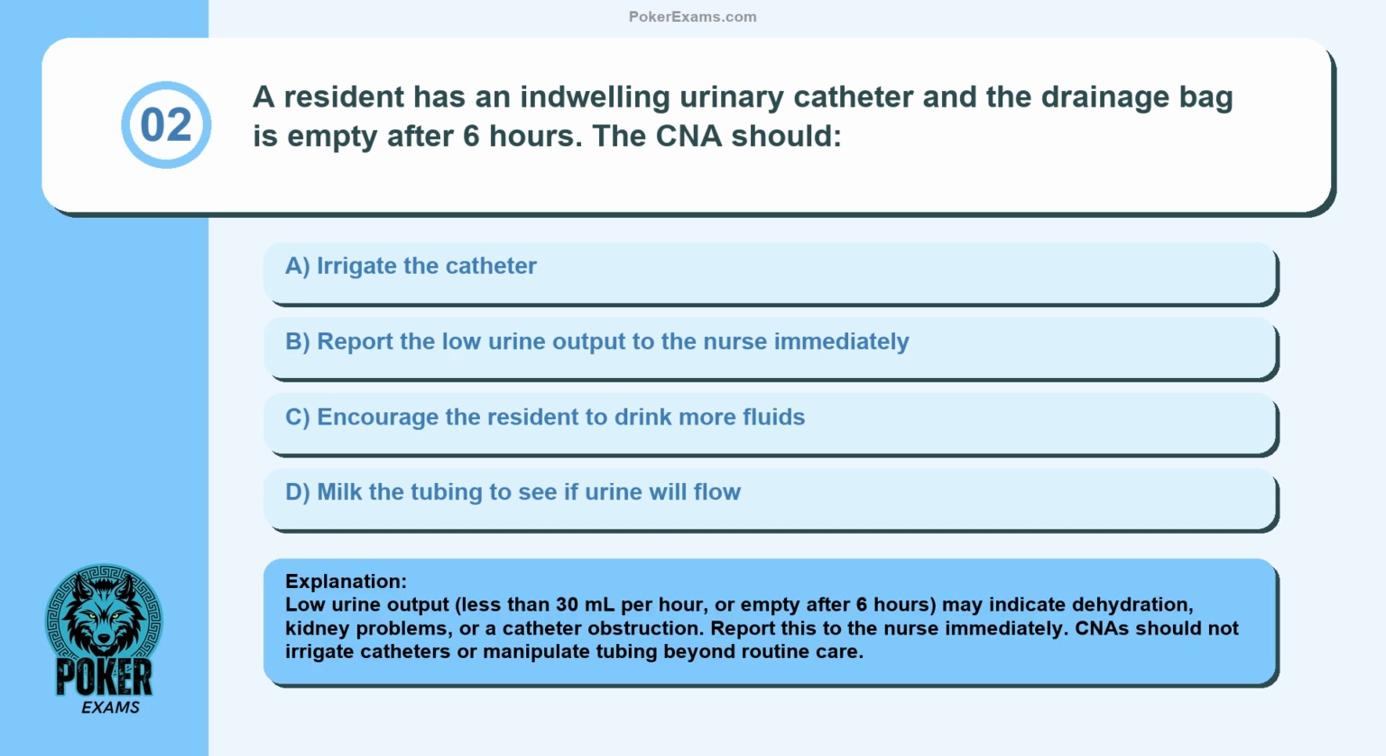Low urine output, less than 30 milliliters per hour, or an empty bag after 6 hours, may indicate dehydration, kidney problems, or a catheter obstruction. Report this to the nurse immediately. CNAs should not irrigate catheters or manipulate tubing beyond routine care.